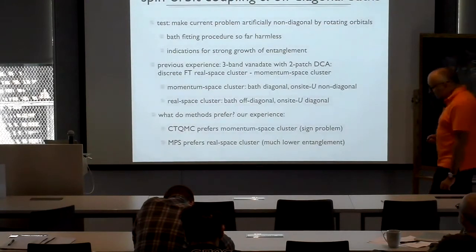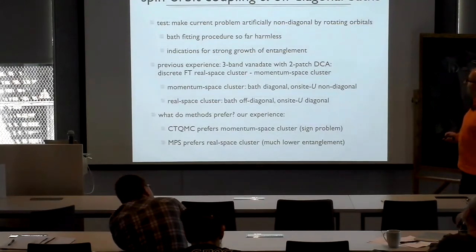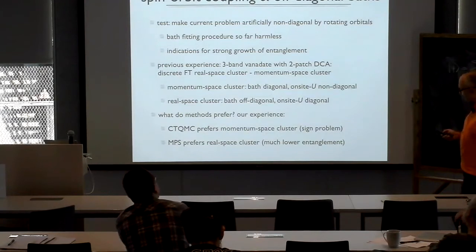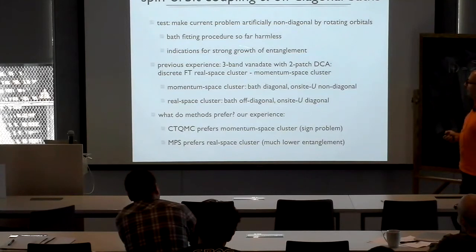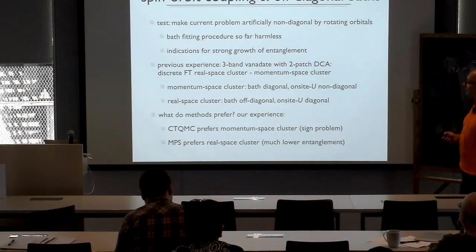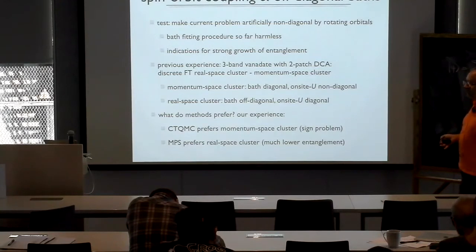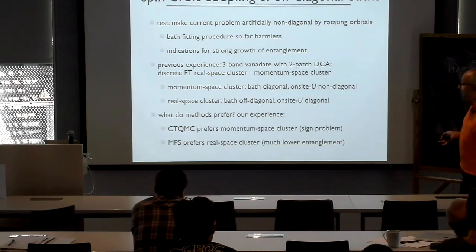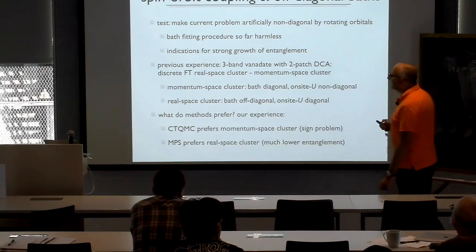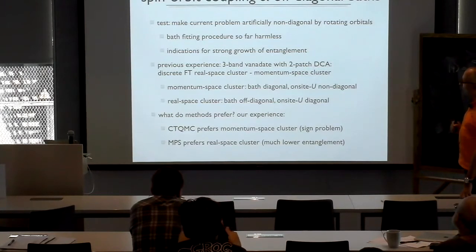What I can say from the tests we have made so far is that surprisingly, because we had thought that the bath fitting procedure with these many fitting parameters would be the real problem, for the time being it seems that this is working, because this is a bit in the unexplored regime. You use the usual kind of minimization routines, and suddenly you have 60, 70, 80 parameters. Could this work well? It seems to work well. On the other hand, in the resulting Hamiltonians, at the moment, we have indications for a strong growth of entanglement.